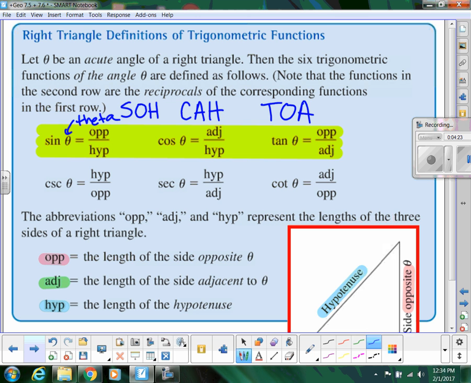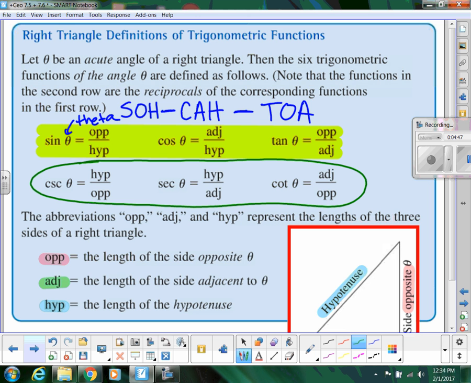These abbreviations, SOHCAHTOA, is what we're going to use as a mnemonic device to help us remember these ratios. So if I say, think about your SOHCAHTOA, then I'm talking about all three of these different ratios. The ones underneath it, these are simply the reciprocals of them.